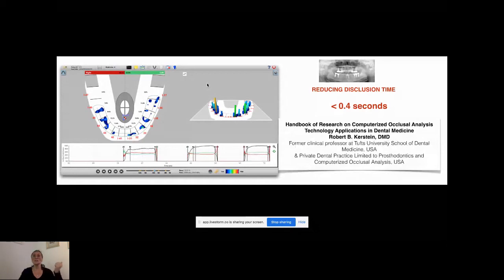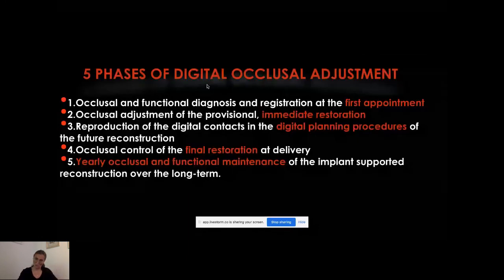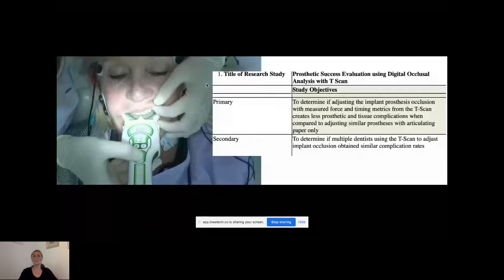So we use this digital occlusal adjustment in very many, actually in all steps of our reconstructions: at the beginning, in the provisional, in the final, and afterwards once a year. Okay. So this is also a subject of a multi-center study, which we will talk about in the next consensus conference of the Digital Dentistry Society, and you will know more there.